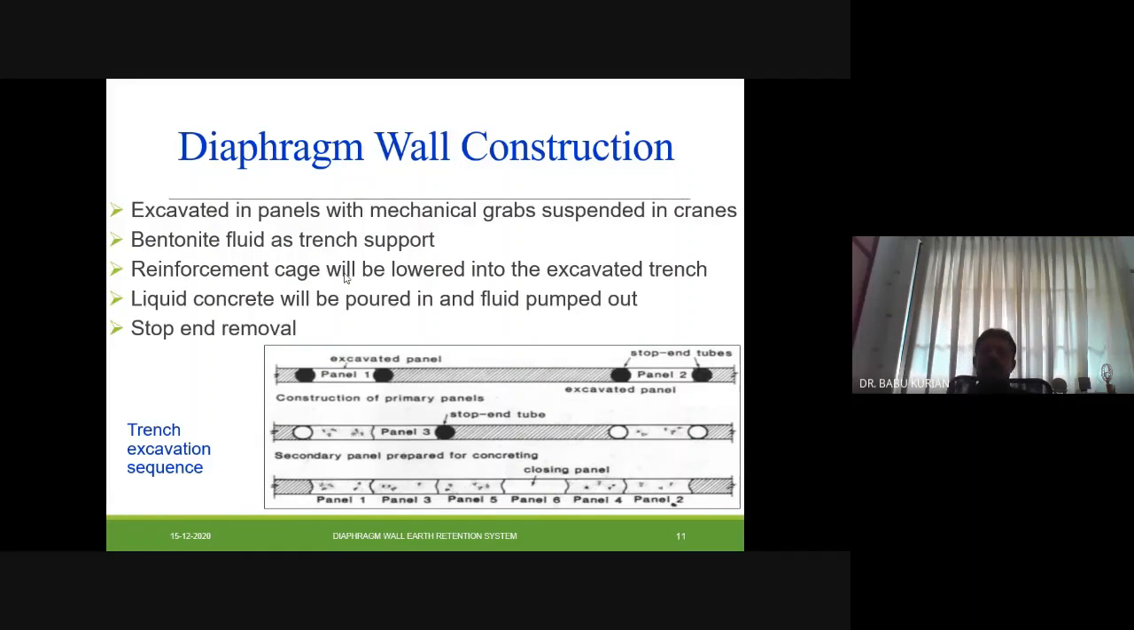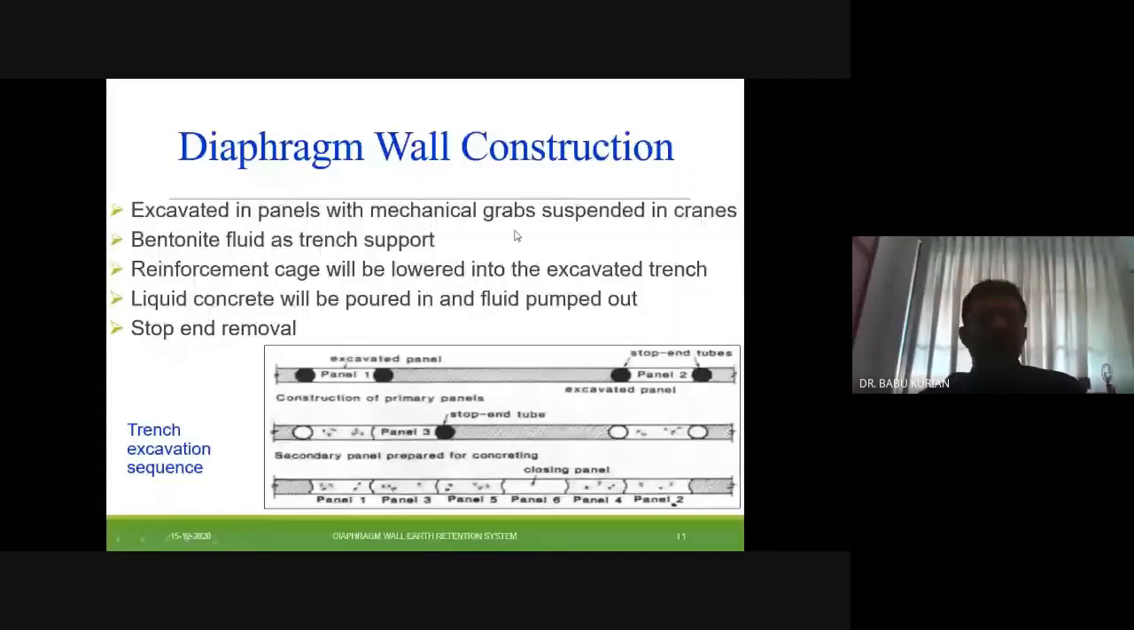Now we can see how to do the construction of a diaphragm wall. It is constructed panel wise. This is one panel, second panel, third panel, etc. Panel number 1 is made first, then the second panel is made, then panel number 3, then panel number 4. Panel wise, it is constructed, with the help of mechanical grabs. These mechanical grabs are suspended from cranes, and with the help of that, we can remove the soil. And to protect the sides, bentonite fluids are used.